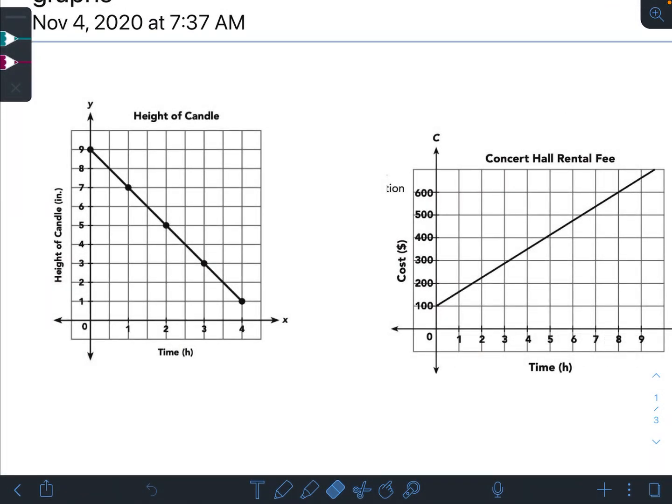Hey guys, I'm going to go over really quick a couple of examples for you, just a reminder of how to find slope and y-intercept of a graph and how to put that into an equation.